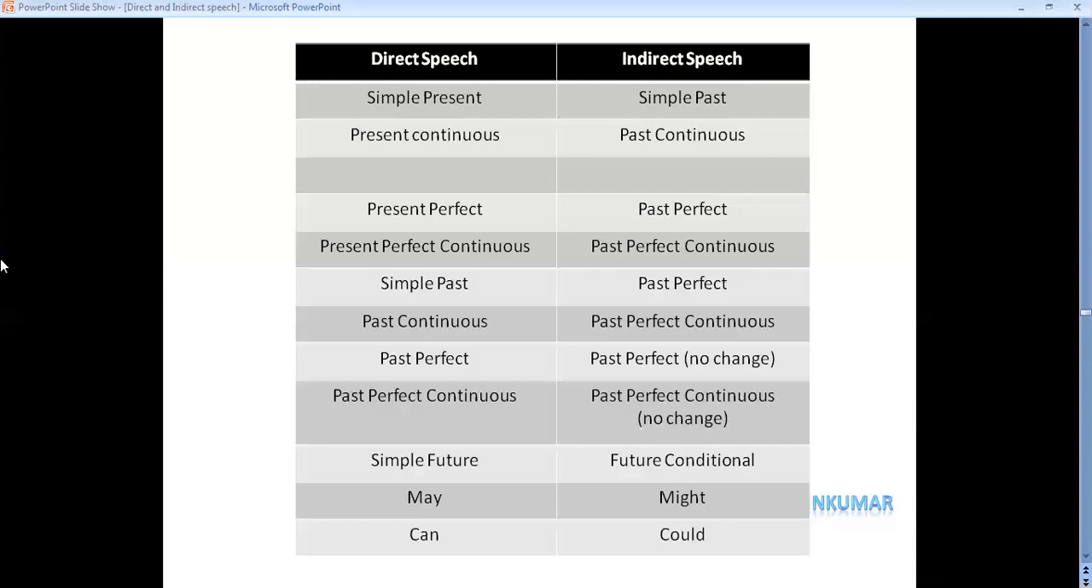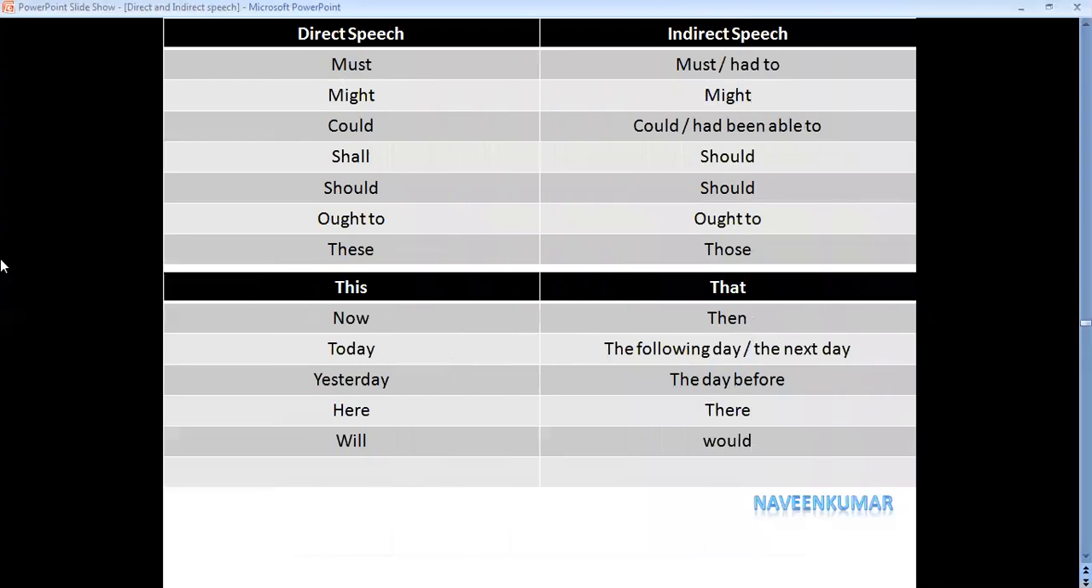If the direct speech has may in it, the indirect should be might. So may becomes might. Can becomes could. Must sometimes remains must or had to. Might remains might. Could becomes could, same, or had been able to. Shall becomes should. Should remains should. Ought to also remains ought to, it cannot be changed.